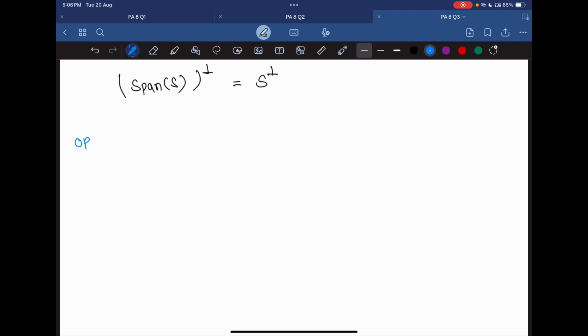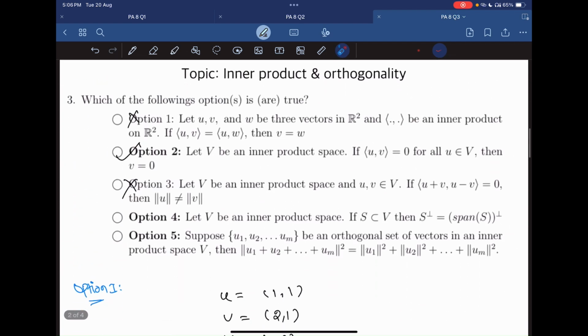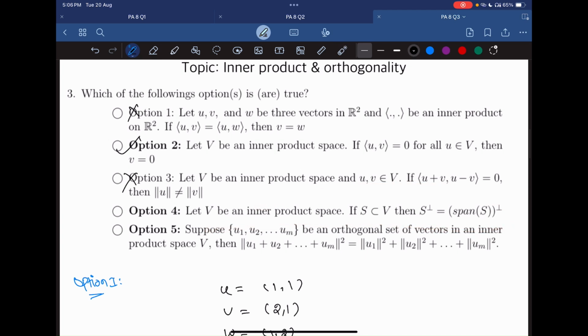Now option 4, so this we have gotten as correct.